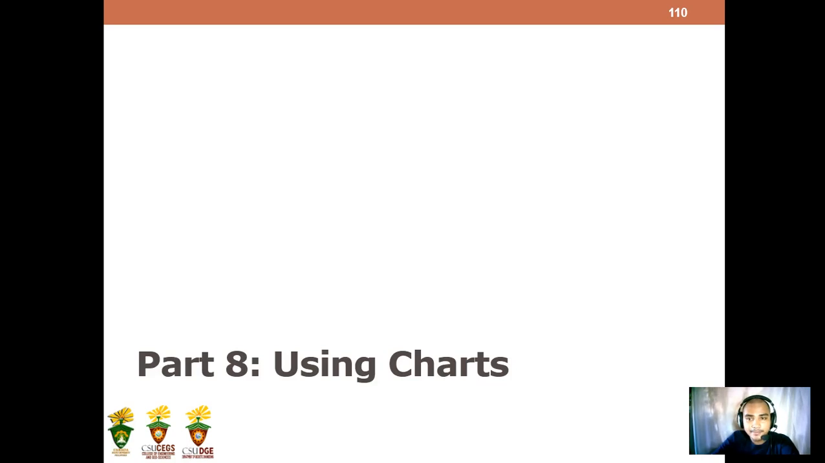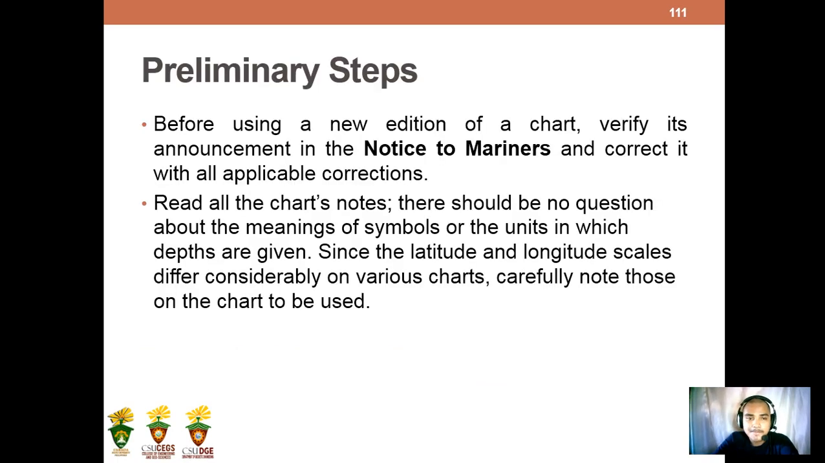So we are now down to the last part of this lecture, which is part 8, all about the using of charts. For preliminary steps before using a new edition of a chart, you should verify it through the Notice to Mariners. As we discussed earlier, every new edition or update of a nautical chart must send out a Notice to Mariners. The announcement in the Notice to Mariners must be correct, with all applicable corrections if there are any.